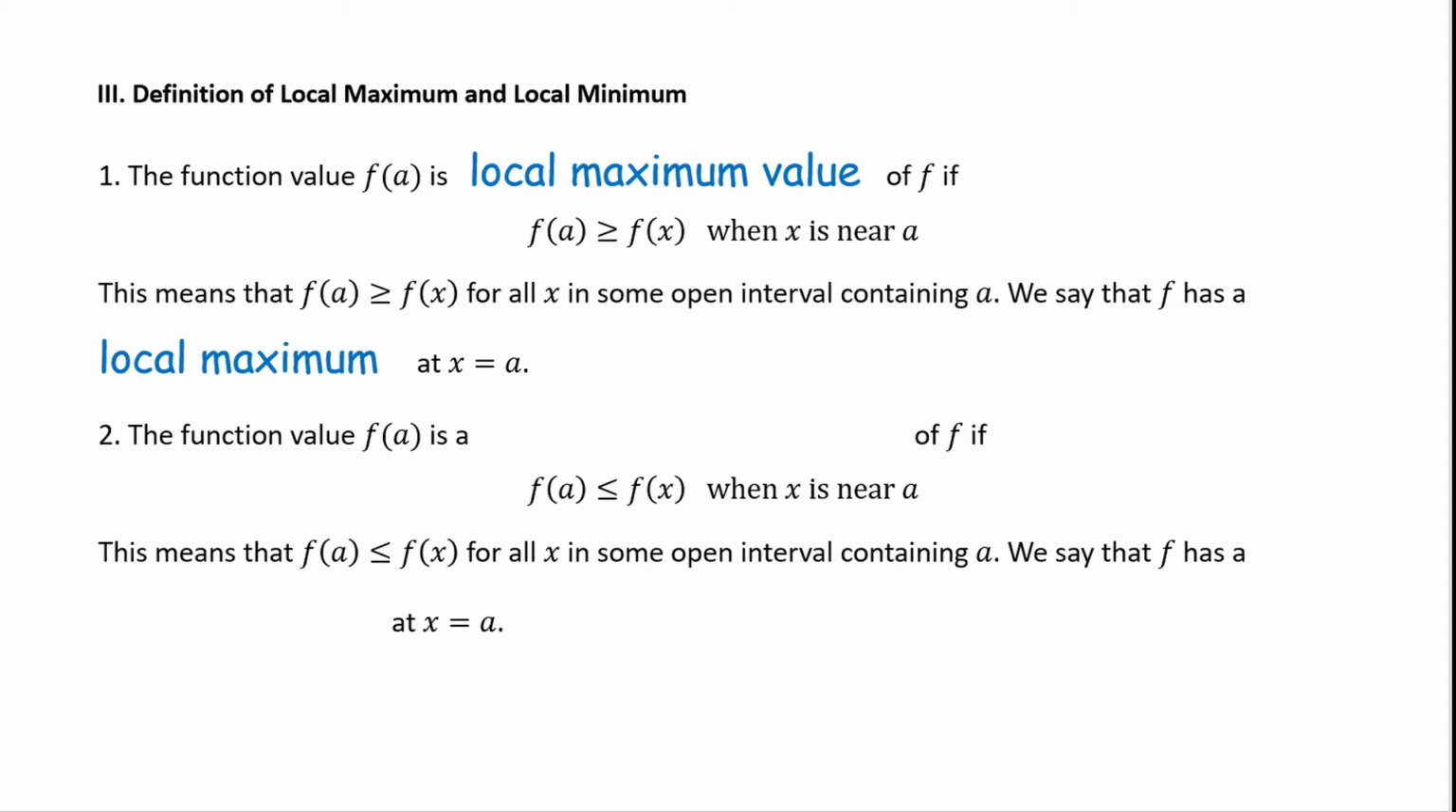2. The function value f of a is a local minimum value of f if f of a is equal to or less than f of x when x is near a. This means that f of a is equal to or less than f of x for all x in some open interval containing the value a. We say that f has a local minimum at x equals a.